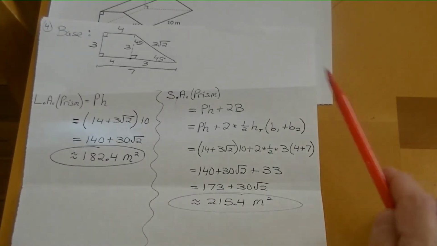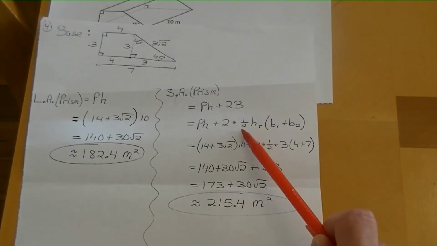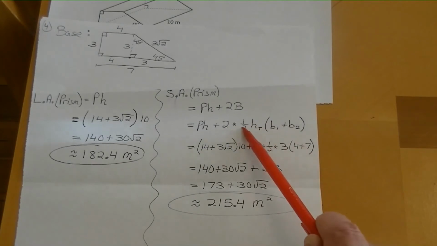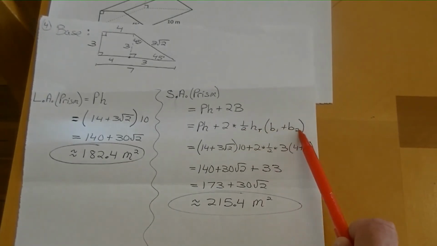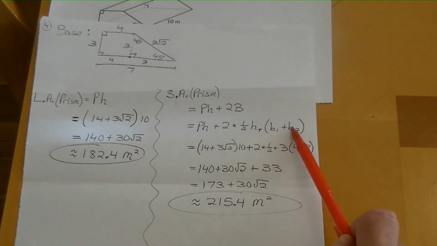So PH plus 2B. How do I get the area of a base if it's a trapezoid? Well, this is my trapezoid formula: half of the height of the trapezoid times base 1 plus base 2. That's from previous videos, or a previous video.